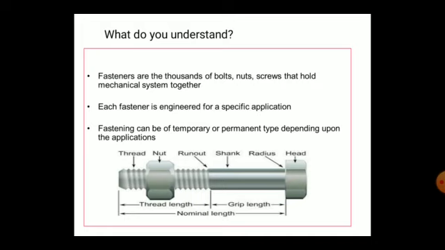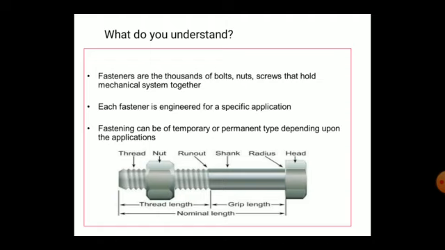Each fastener is engineered for a specific application. Depending on the application, its weight, size and location all have to be considered during the selection of the fastener. So each and every fastener is designed, or you can say engineered, for a specific application. There are different shapes and sizes of nuts as well as bolts. Fastening can be temporary or permanent depending upon the application.